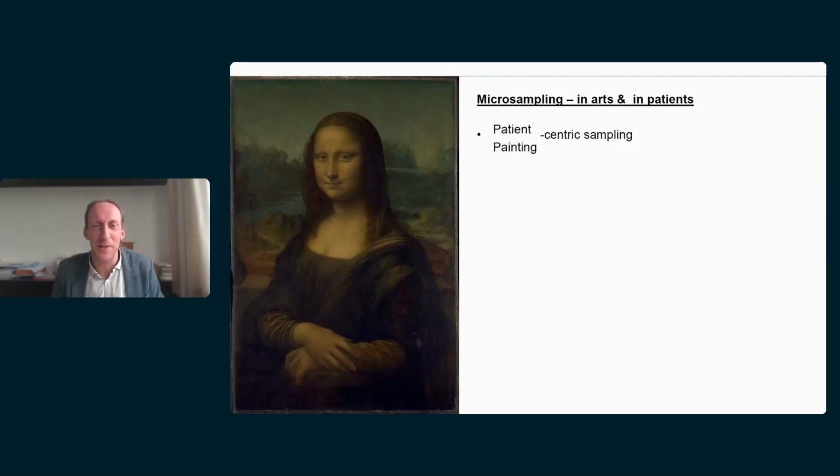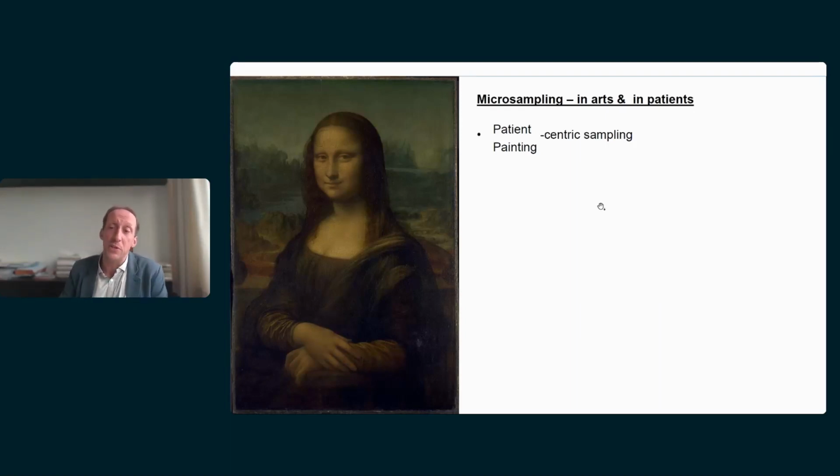Actually, there is a commonality between microsampling in arts and in patients, but it's not about the fingertip of the Mona Lisa. In a sense, what the authors of the JACS paper did and what we do can both be considered as some kind of centric sampling. On the one hand, painting-centric sampling, on the other hand, patient-centric sampling.